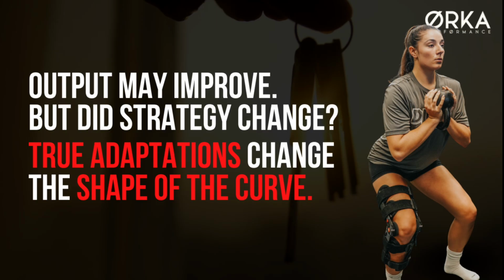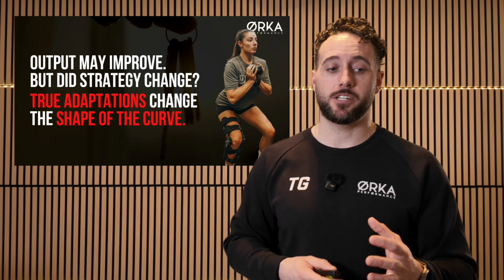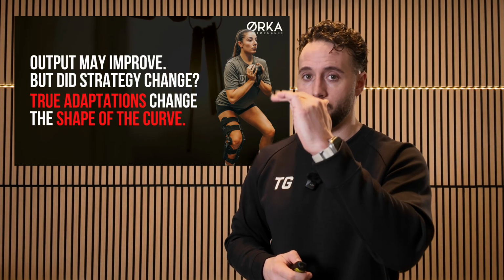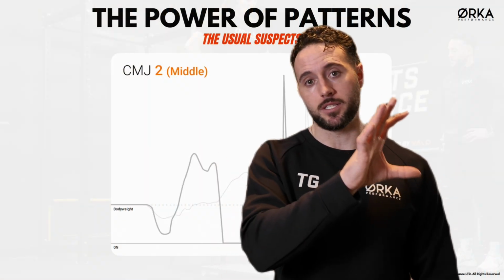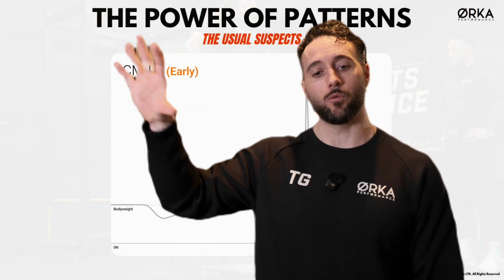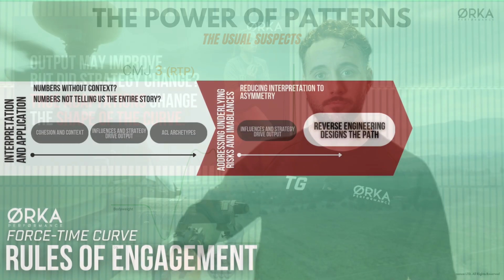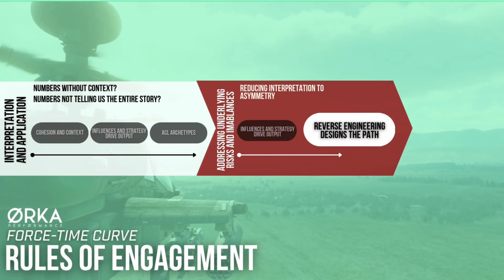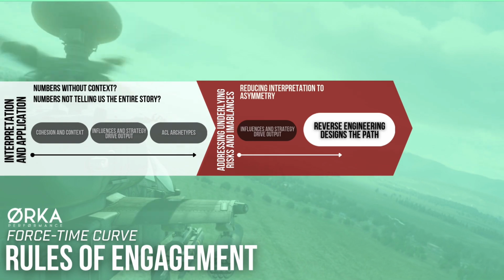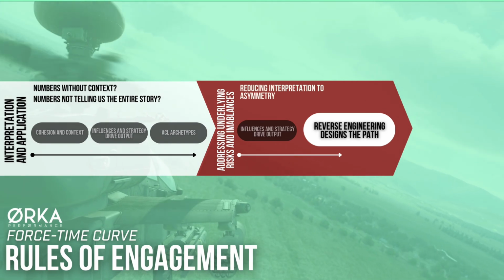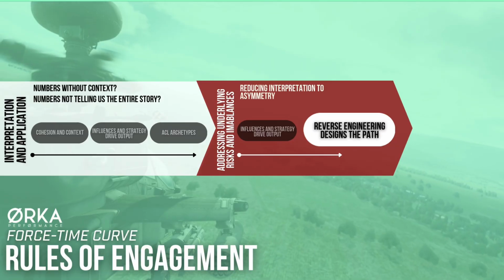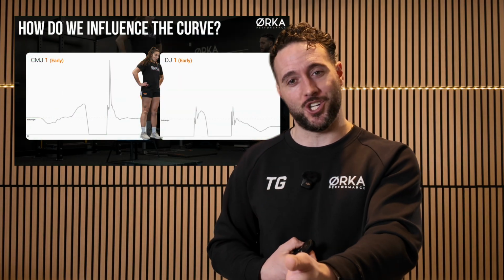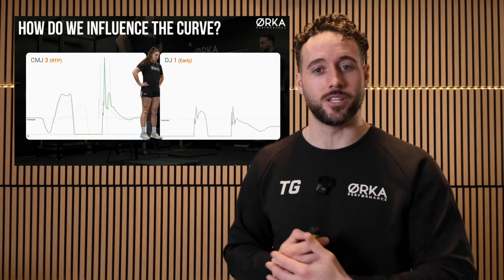So output might improve, but did that athlete's strategy change? True adaptations are really going to change the shape of the curve, and there's going to be key emerging shapes and themes that we see as the athlete goes through that rehabilitation process. Now, we understand that we can organize our athletes into these different archetypes or phenotypes, and they're going to show us kind of consistent trends as they go through the process. So our next question is obviously very simple. Well, how do we actually change the curve then, or how do we influence the curve?